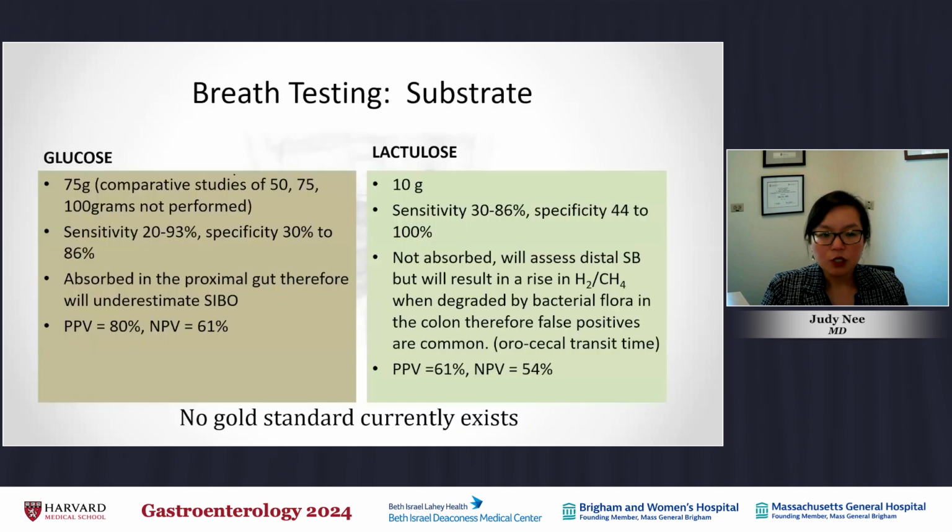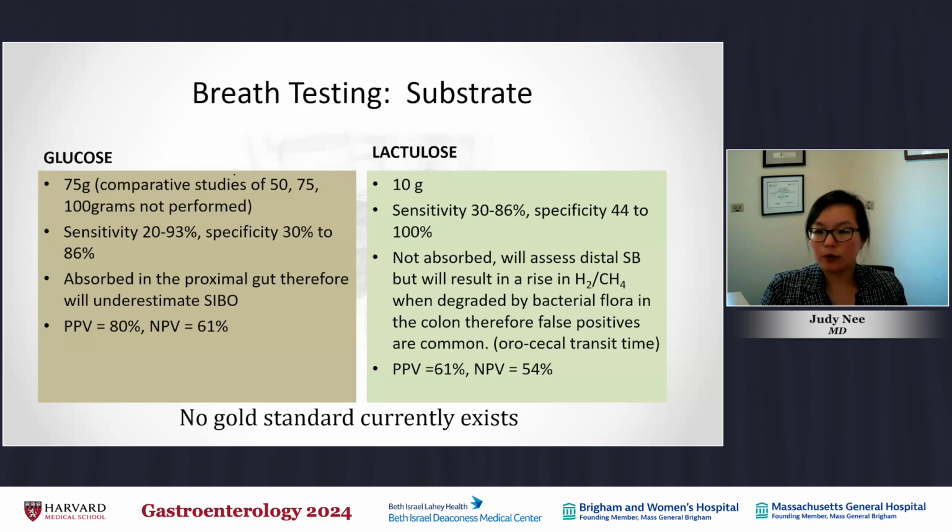So we have glucose and lactulose available for breath testing in SIBO. How do I choose? There is no gold standard, but there are caveats to each of them. First, glucose. Glucose is usually given in 75 grams. Comparative studies of 50, 75, and 100 grams have not been performed. It has really wide-ranging sensitivity and specificity: sensitivity of 20 to 93%, specificity of 30 to 86%.